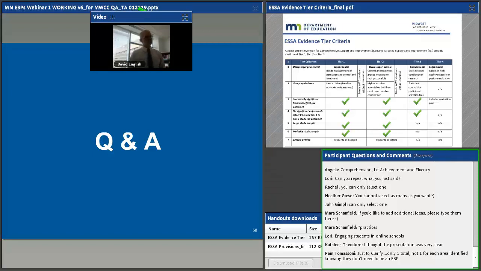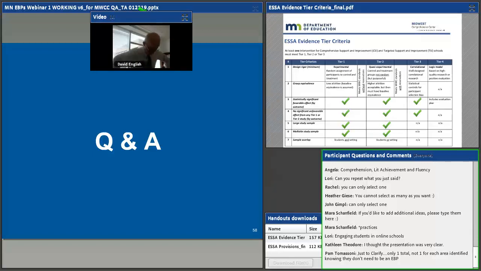Around the question of, do they have to do one evidence-based practice for every area where they might have been identified for comprehensive support and improvement or targeted support and improvement? Just to clarify, schools might be implementing multiple practices, and it is true only one has to have an evidence base.